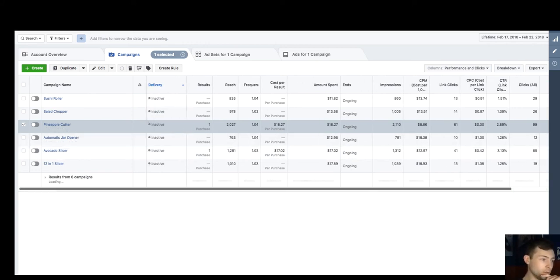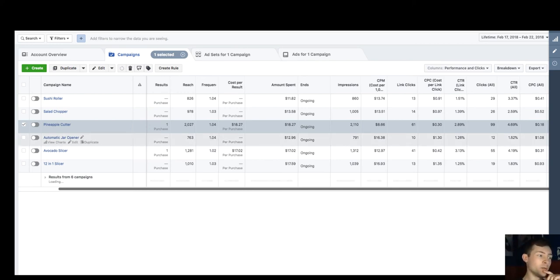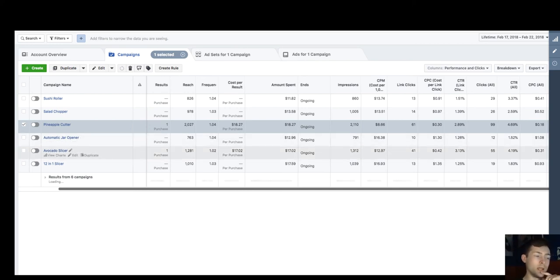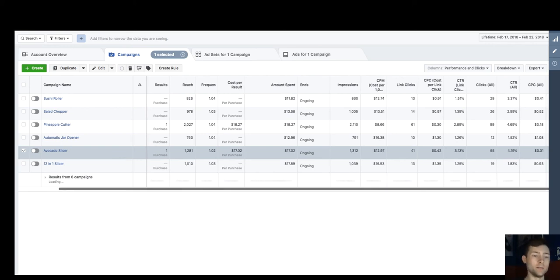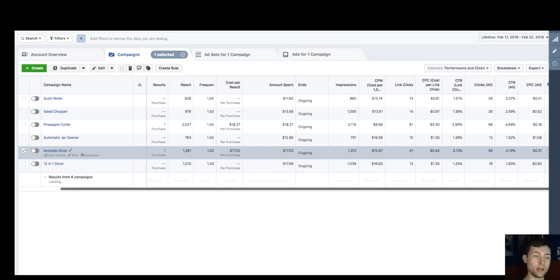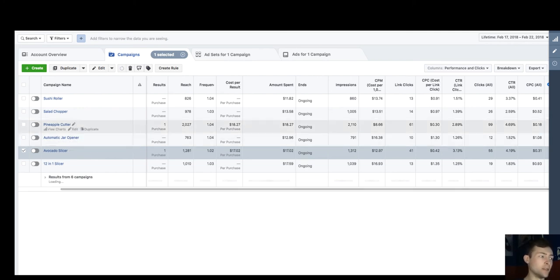Another one that was working for me a little bit was this avocado slicer. And I think I got one sale on this, and I eventually just cut it because it wasn't really doing anything for me. CPM, again, that's decent, about $13. It's okay. Cost per link click 42 cents. Ideally, you want these to be as low as possible, but again, it doesn't matter as long as you're making money. And then CTR link click was actually higher than the pineapple cutter at over 3%, but again, I cut it around the same time.